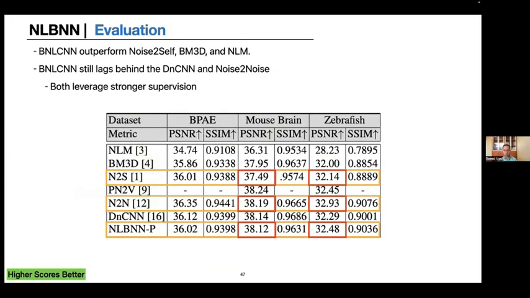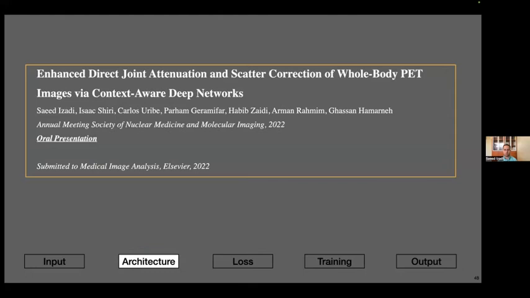This table also summarizes the numerical comparisons between our network, noise to noise and noise to self. Our network consistently outperforms noise to self across all datasets and provides comparable results to the noise to noise.